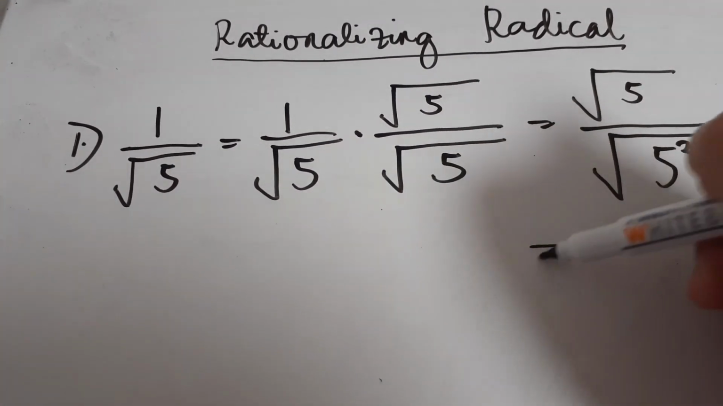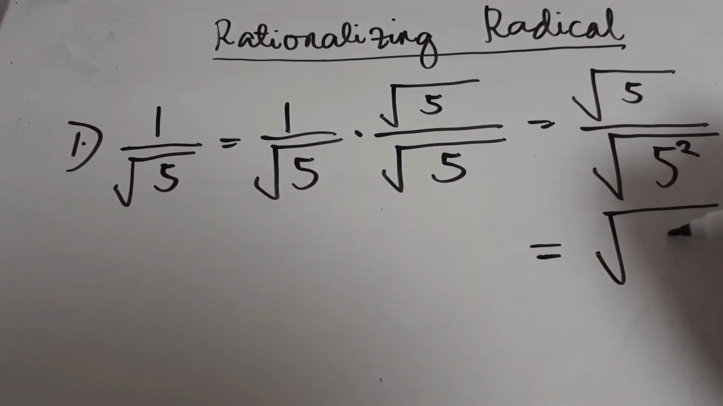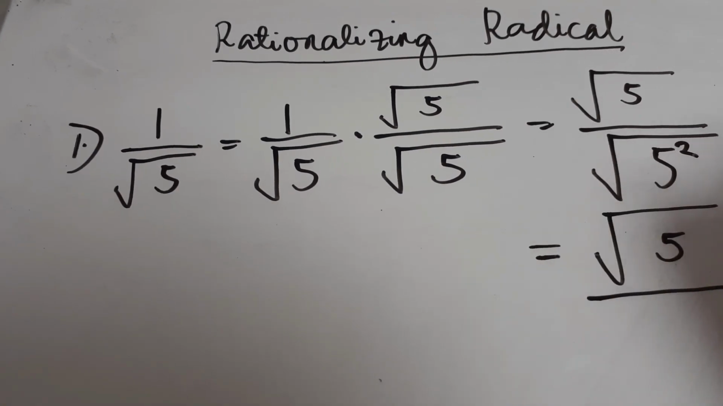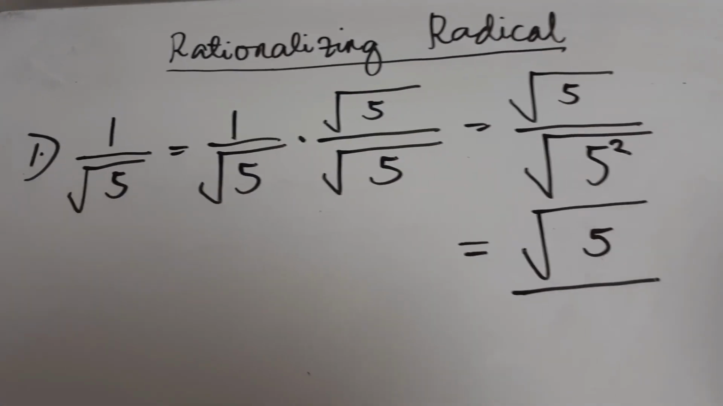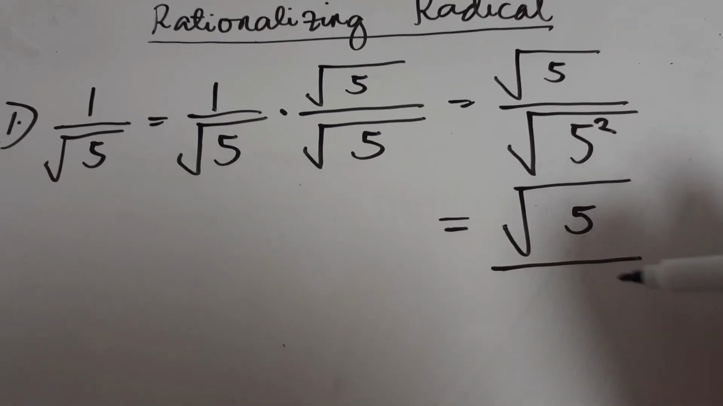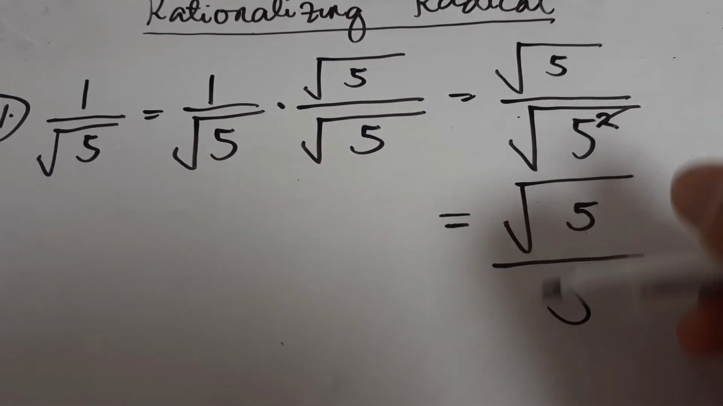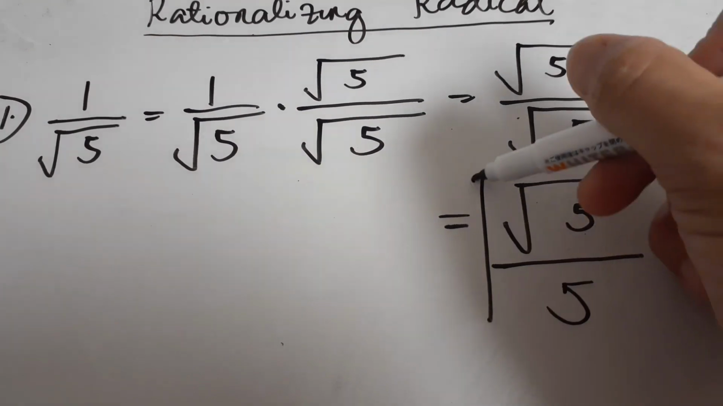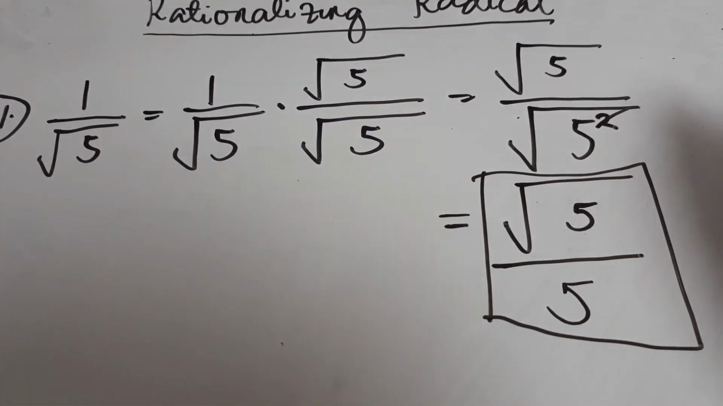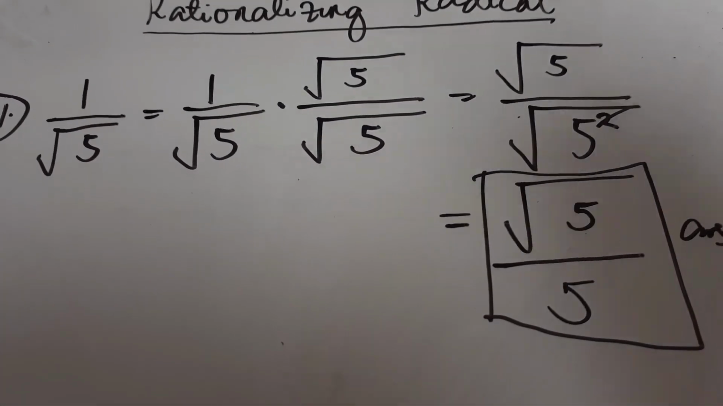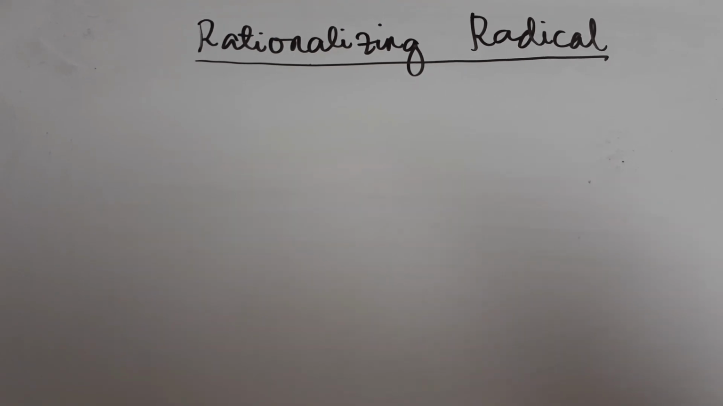Then we simplify. So the answer is square root of 5 squared over 5, since the index of our radical is 2. So we can cancel out, and the remaining is 5, and that's the answer. And let's have example number 2.